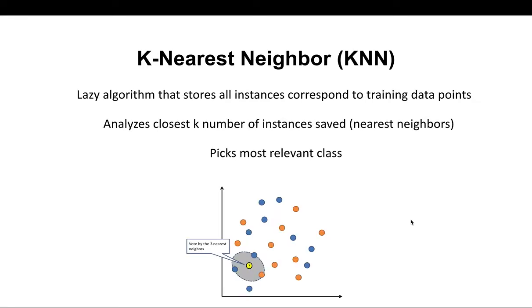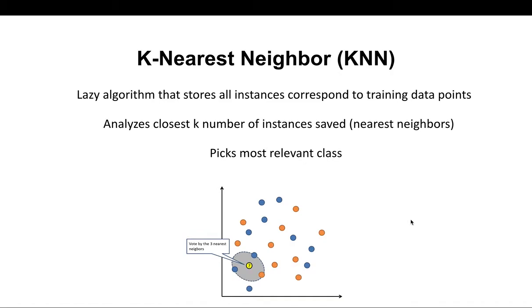The last type of classifier that I want to talk about today is the k-nearest neighbor. This is a lazy algorithm that stores all instances corresponding to training data points. What's important about k-nearest neighbor is that it analyzes the closest k number of instances saved. In other words, it analyzes the nearest neighbors, and based off of the nearest neighbors, it picks the most relevant class.